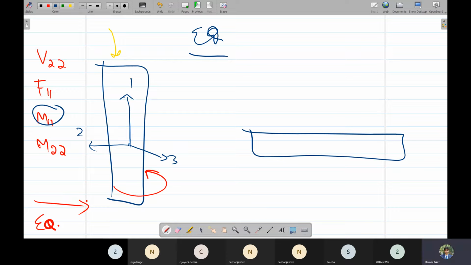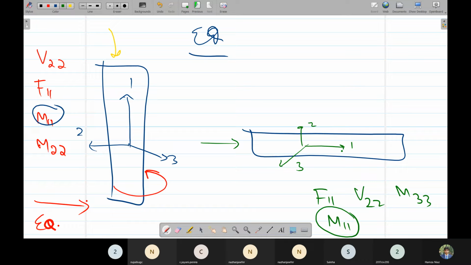Okay, so this was earthquake loading on column. In beam, due to earthquake loading, for example like this, axial force would be generated. This is axis 1, this is axis 2, and this is axis 3. So axial force will be generated, that will be like F11. Again, V22 and M33 would be present, and this axial force would generate some torsion, again M11.